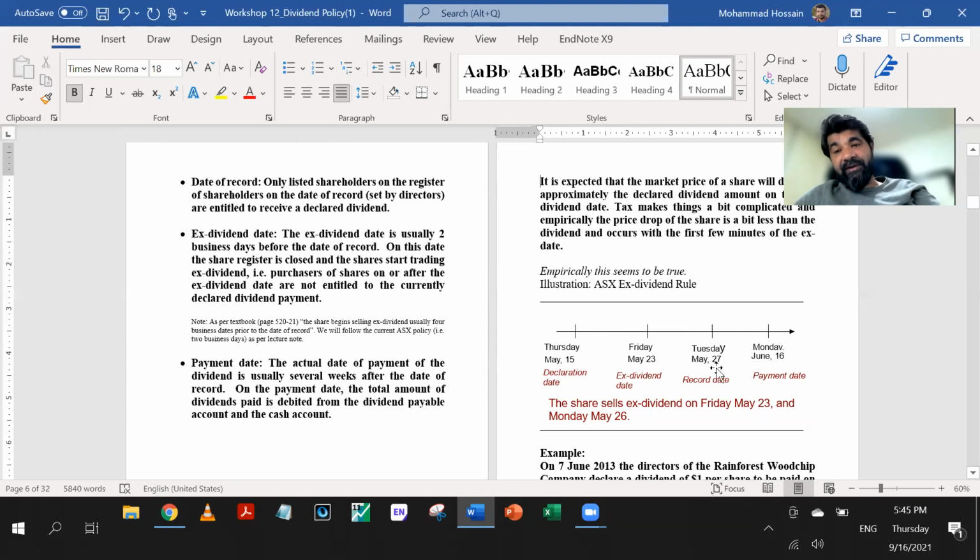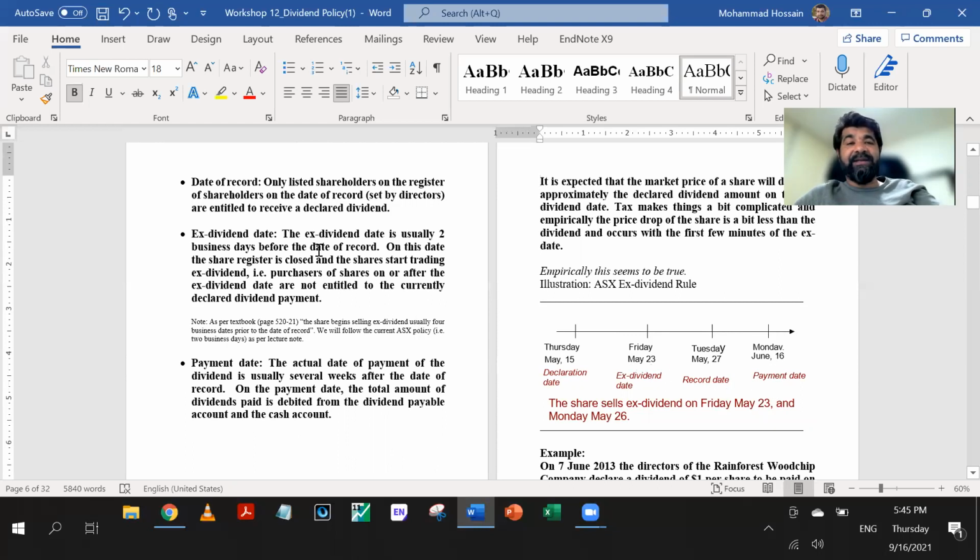So here is the date of record, the 27th. It's Tuesday, right? So it's Friday. Saturday, Sunday is off. So Monday, Tuesday. Friday, Monday, Tuesday is the record date. Okay, so the ex-dividend date will be Friday. Monday is the payment date.